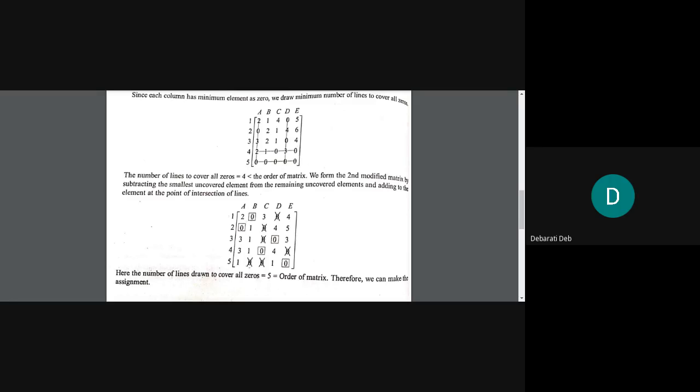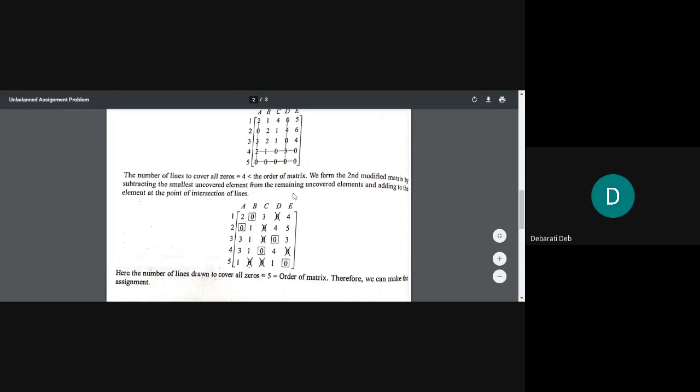So what we'll have to do? Same process. We'll now form the second modified matrix by subtracting the smallest uncovered element from the remaining uncovered elements and adding it to the element at the point of intersection of the horizontal and the vertical lines.